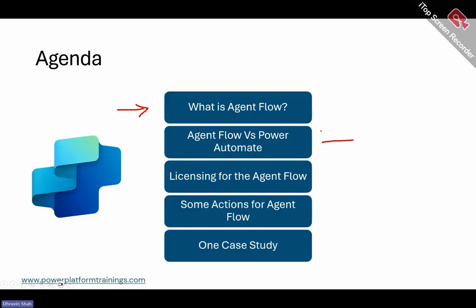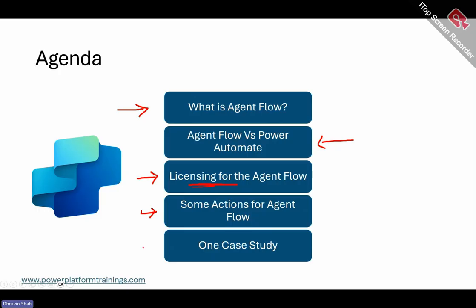First of all, we'll talk about what is agent flow. Then we'll compare two products side by side, Power Automate versus Agent Flow. Then the main key part of why these two things are a little bit different is its licensing model. So how the licensing is going to work, we'll talk about in detail. After that, we'll talk about the one unique action that is different in the agent flow. Apart from that, everything available in Power Automate is equivalent to your agent flow.